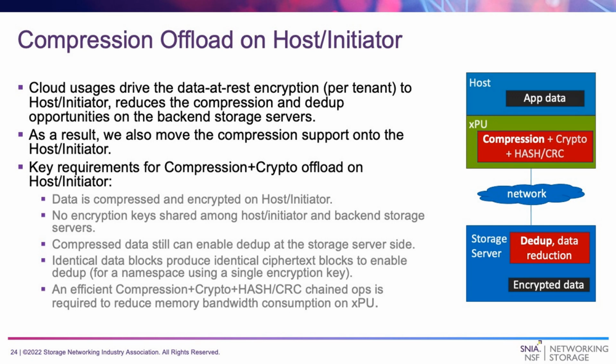So one of the changes, which is basically for cloud usages, drives the data at rest encryption per tenant to the host side. One of the consequences of this move is it reduces the compression ratio and reduces the dedupe opportunity on the back end storage server. The reason is basically once you do the crypto, do the encryption, the data looks more random. So the compression ratio is significantly reduced. So as a result, we also move this compression operation onto the host initiator side.